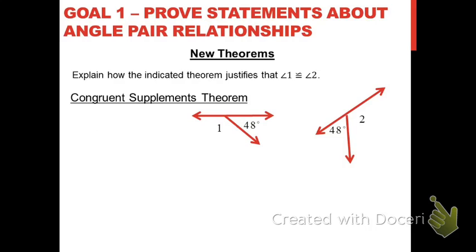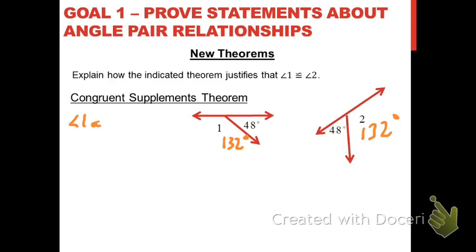All right, and here's basically the thought process. If angle 1 is supplementary, as it needs to be because it's a linear pair with that 48 degree angle, then that means angle 1 has to be 132 degrees. All right, and angle 2 forms a linear pair with a 48 degree angle as well, so it's also 132 degrees. Well, since angle 1 and angle 2 were both supplementary to 48 degree angles, that ultimately made them congruent to one another. All right, so that's what we're going to say here.